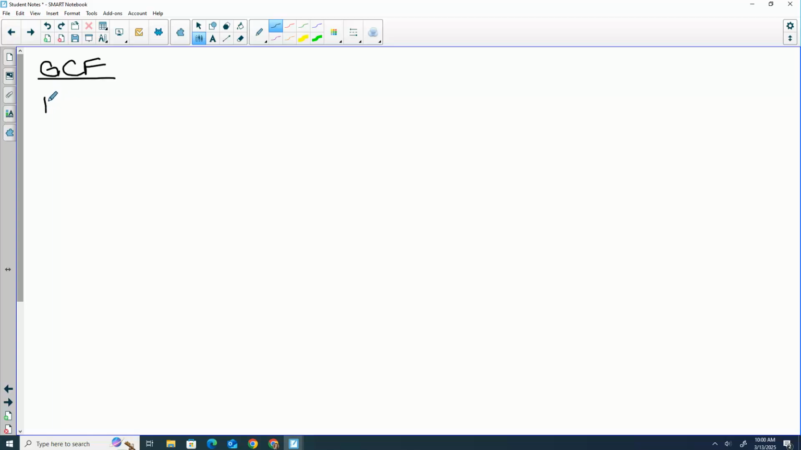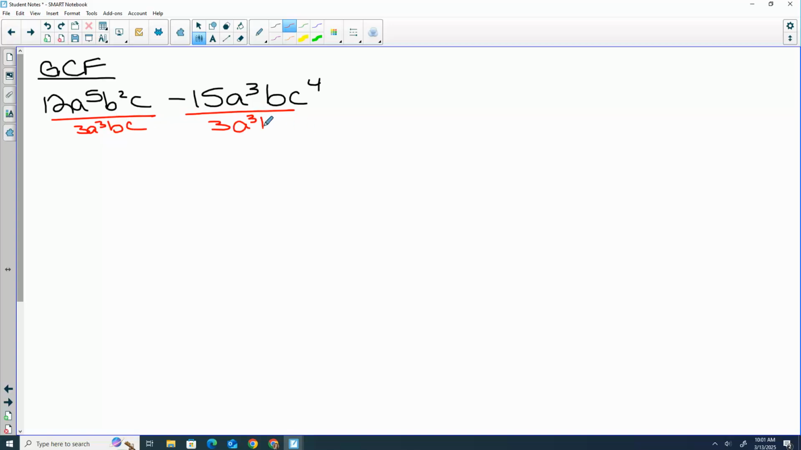So if I said like 12 a to the 5th b squared c minus 15 a to the 3rd b c to the 4th. What can I take out of both of those? 3. What else? Look at our variables. What can we take out? How many a's? How many b's? How many c's? So you have to take out the smaller of the 2 powers. Okay, I had 5 a's and 3 a's, so I can take out 3. I had 2 b's and 1 b, so I can take out 1. 1 c and 4 c's, so I can take out 1.